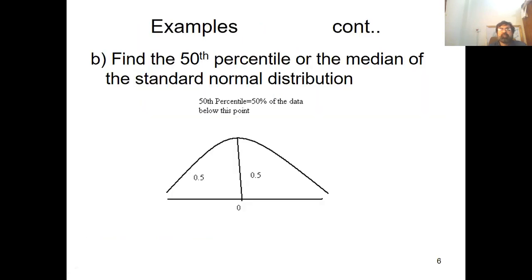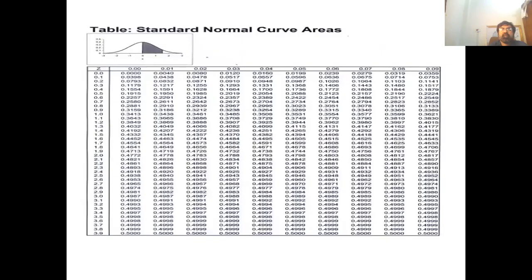So here the area 0.3400. I'm just looking for this area, whether it exists or not. If it does not exist, the nearest area is 0.3413, and this locates under 0.00 and 1.0. So the z-score over here is equal to 1.